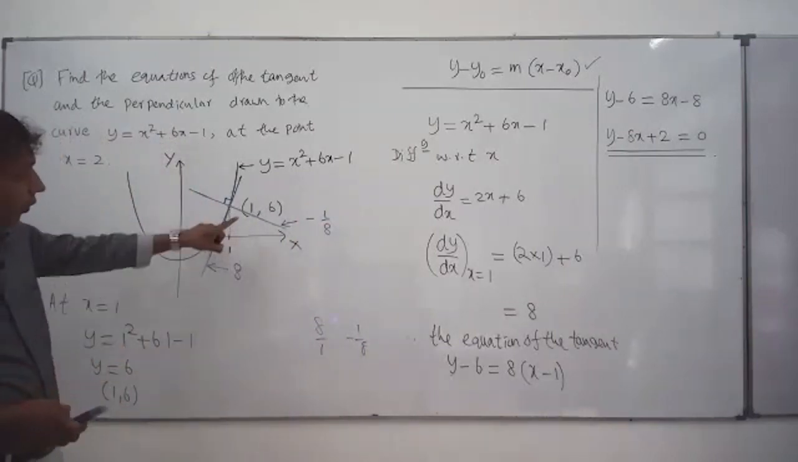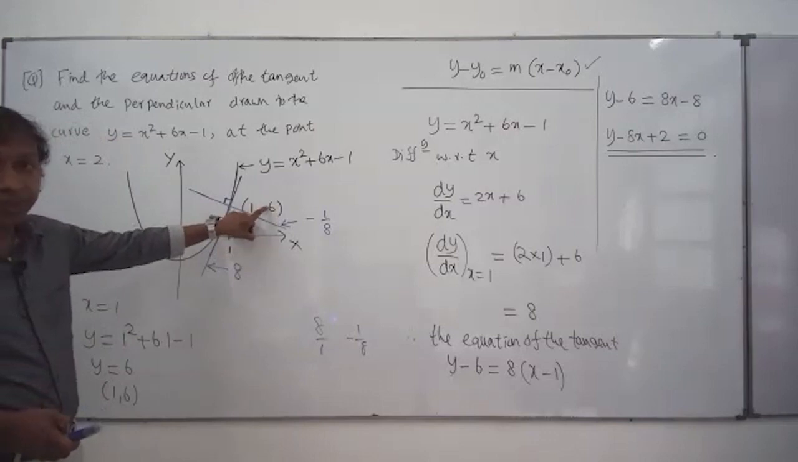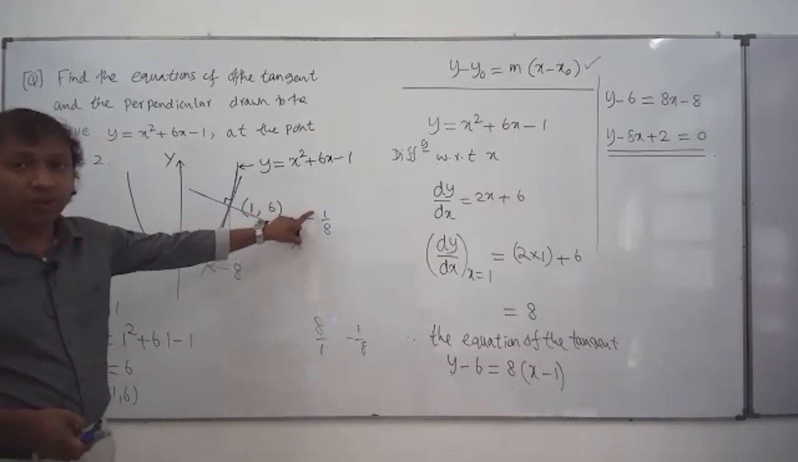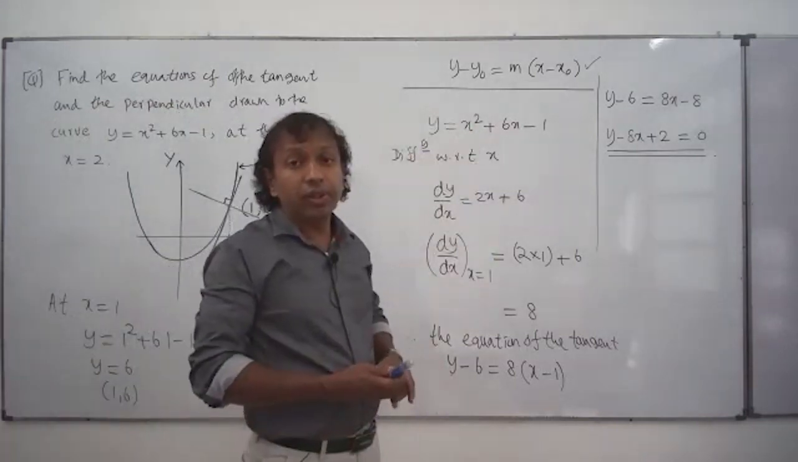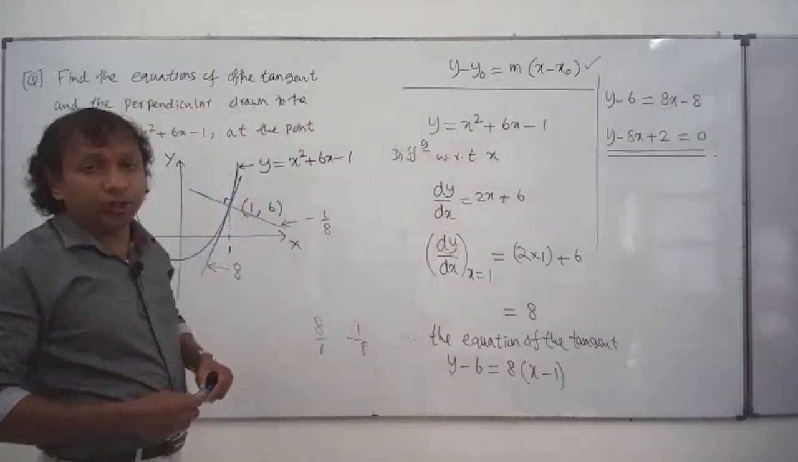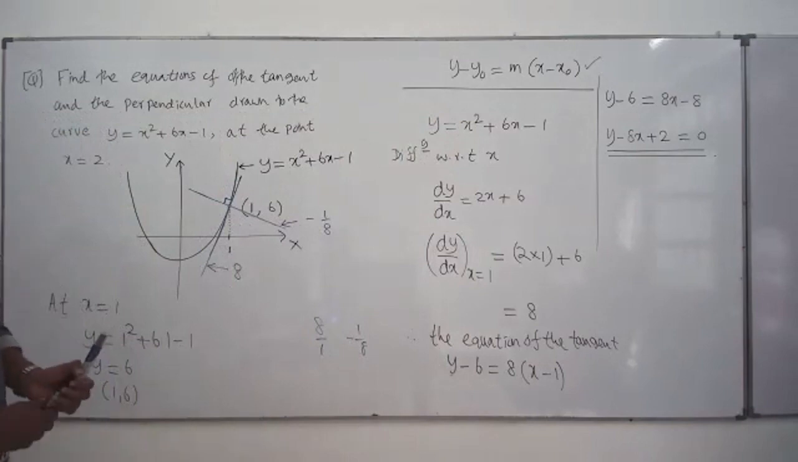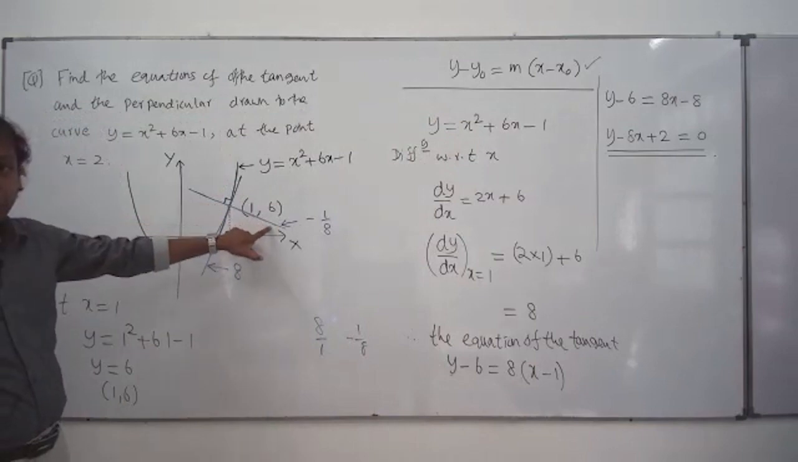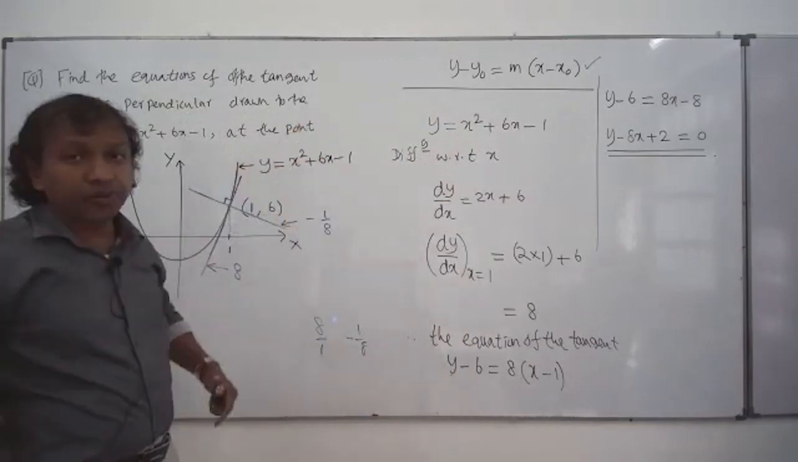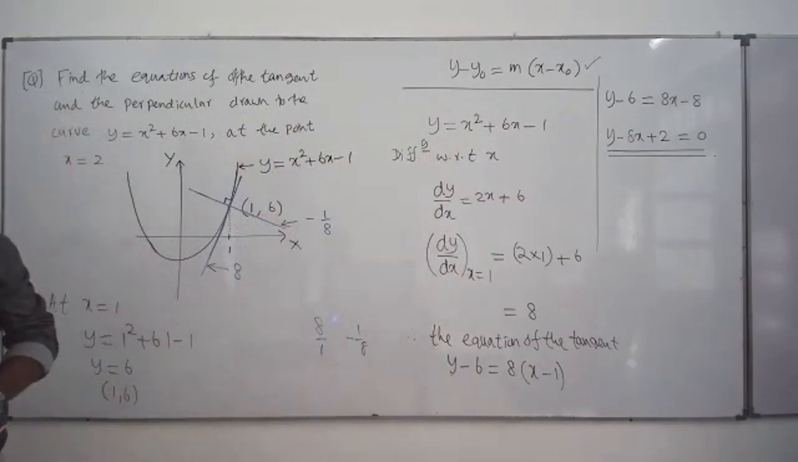Now x naught, y naught are 1 and 6, and the gradient is minus 1 upon 8. Now you can find the equation of the perpendicular using this. Understood? All right. Now we'll come to this. Draw that one, get the gradient in the way I explained, and using that, you can find the equation of the perpendicular. Right? Take that, people.